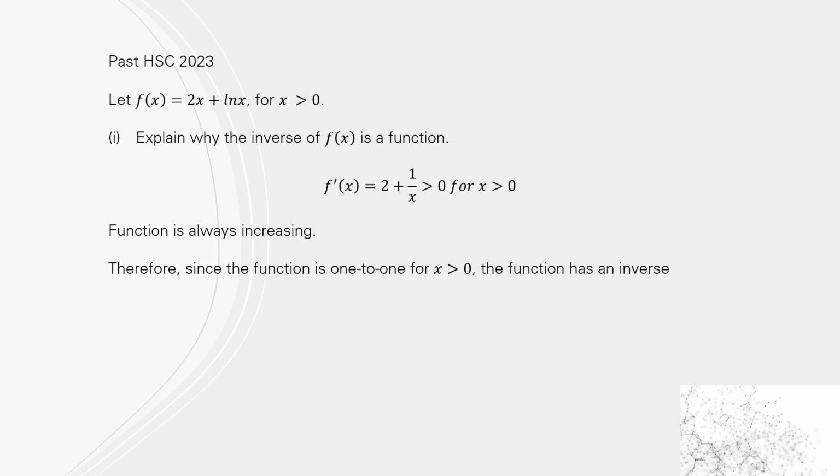So firstly, to have an inverse, we can either prove through a graph that it meets the horizontal line test, or we can find the derivative and prove that it's always, in this case, increasing, because we want it to be greater than 0. So 2 plus 1 over x is greater than 0 for x greater than 0. Since the function is always increasing, therefore it's one-to-one, and therefore the function has an inverse.